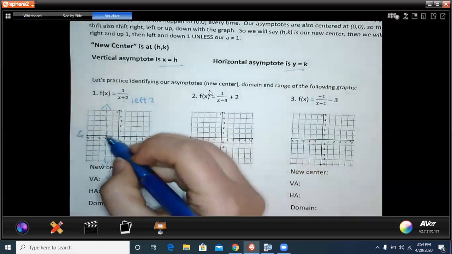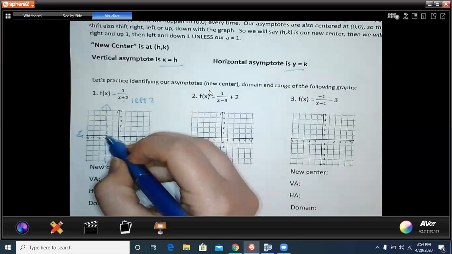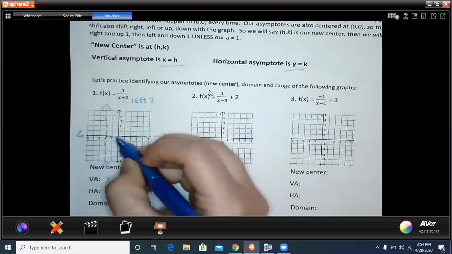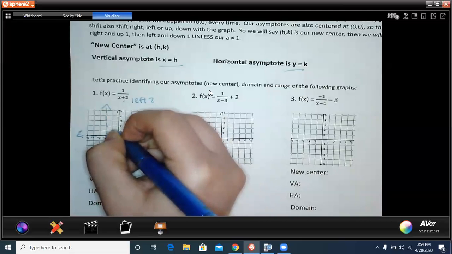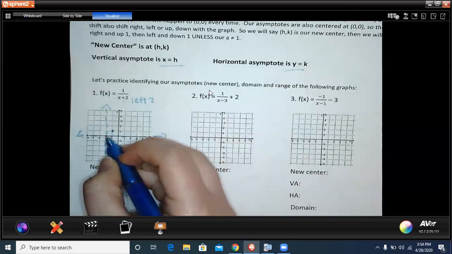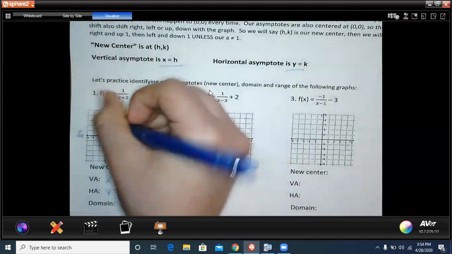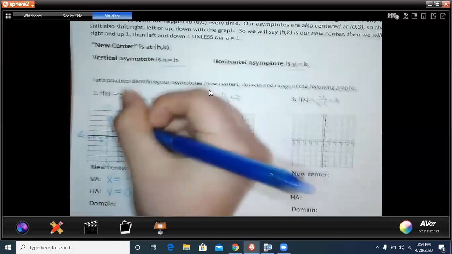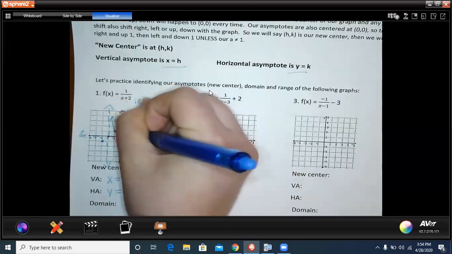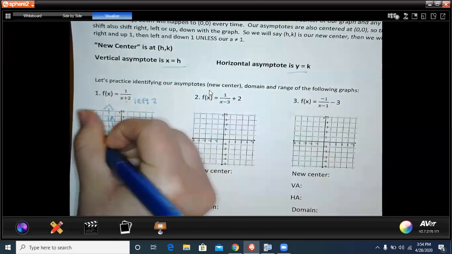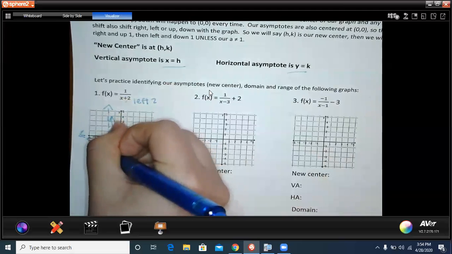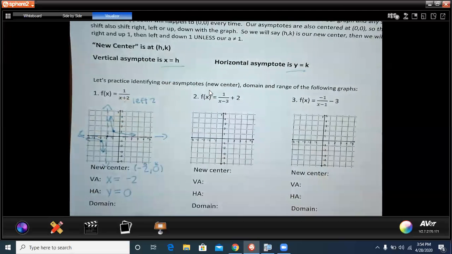Okay, so this is my center. We said that we would go right 1 and up 1, and from here we would go left 1 and down 1. And then we just draw a sketch of what we know our graph will look like using those points. So our graph would look something like this.